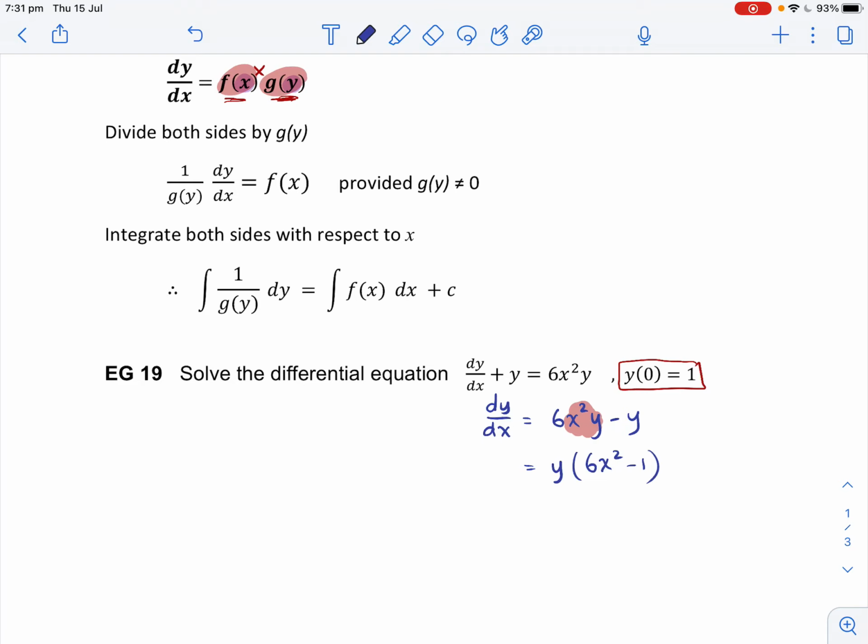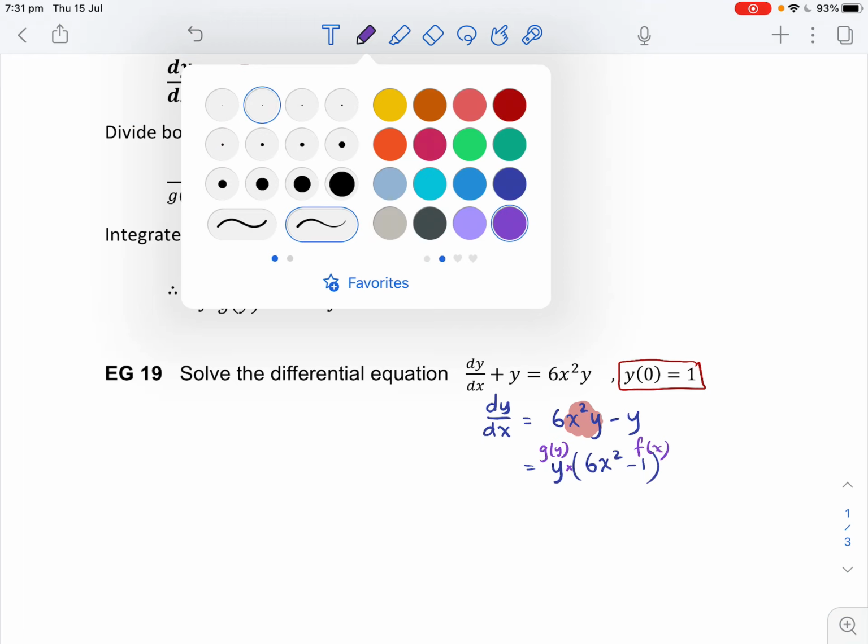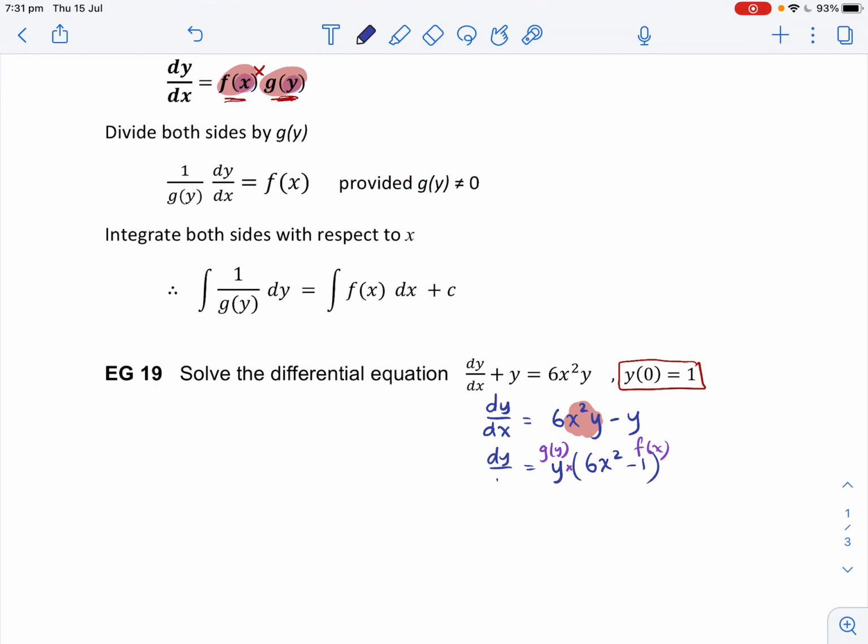When I do that, I can see I have separated my y terms, and my y terms are being multiplied by the x terms. So this is my g of y, this is my f of x. I've got my two expressions. Next step, I'm going to divide by y on the left hand side. So I'm going to bring all of my y bits to the left hand side and make it 1 over those y parts, and on the right hand side, I'm just going to leave my f of x part.